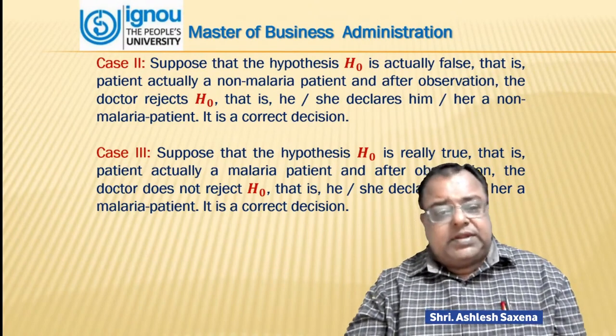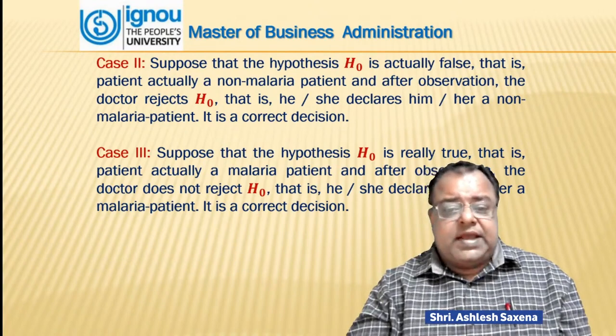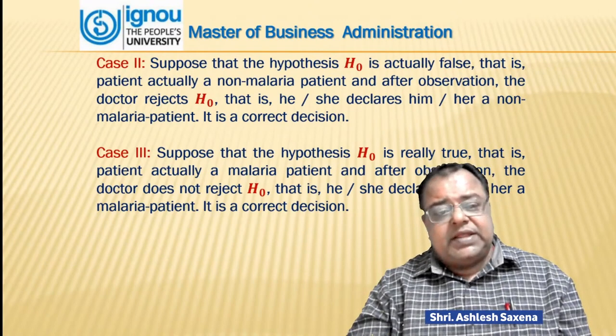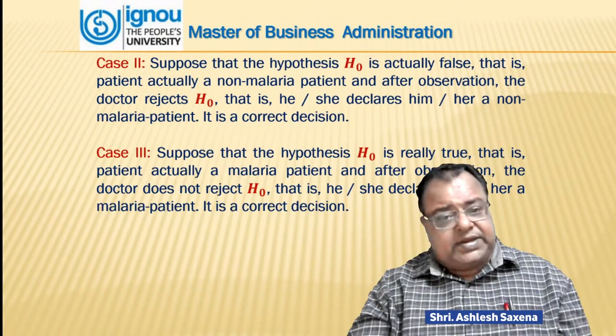Case 3 is, suppose that hypothesis H naught is really true. That is, the patient is actually a malaria patient, and after observation, the doctor does not reject H naught. That is, he or she declares him or her a malaria patient. It is a correct decision.